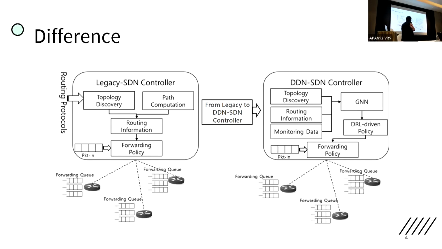So migrating from the legacy network, the next generation DRL driven SDN controller discovers the policy automatically by using the GNN. By taking the information about the routing and monitoring data, it discovers the topology, and then based on the data collected from the monitoring, it will decide the DRL based policy, some optimized policy, and this will then be forwarded as the forwarding policy, and the policies will be deployed over the network.